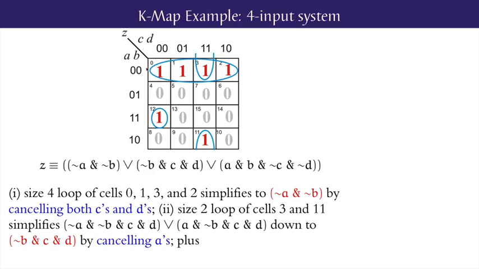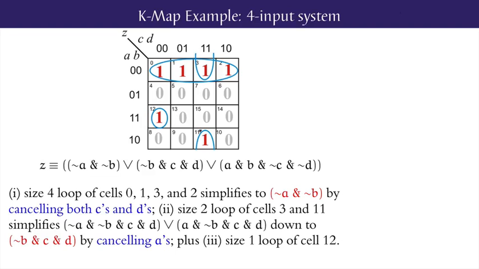Second, the size 2 loop of cells 3 and 11, which wraps around vertically. These two cells are complementary with respect to the input A, so we can cancel the A's, and the remaining BCD code of 011 tells us that the conjunction is not B and C and D. Note that a size 2 loop of cells 3 and 11 is better than a size 1 loop of cell 11 on its own. Notice also that cell 3 is now covered by 2 loops. That is fine because it's resulting in larger loops.